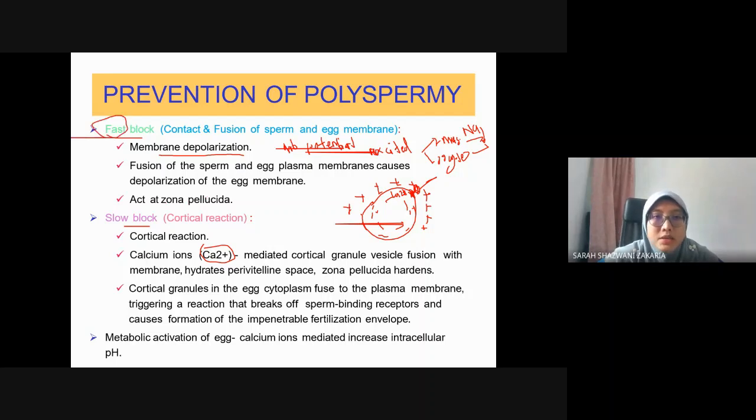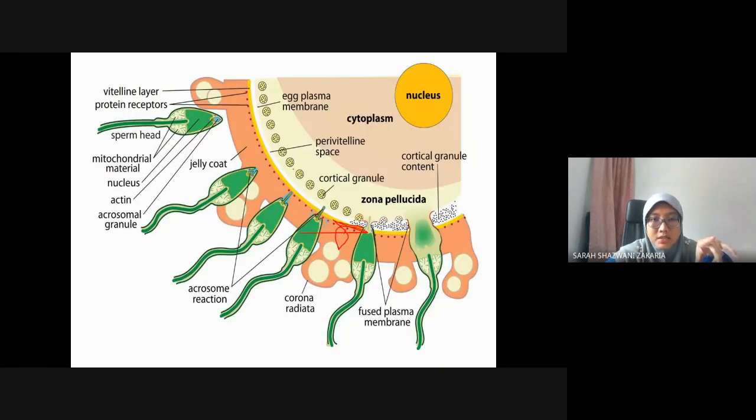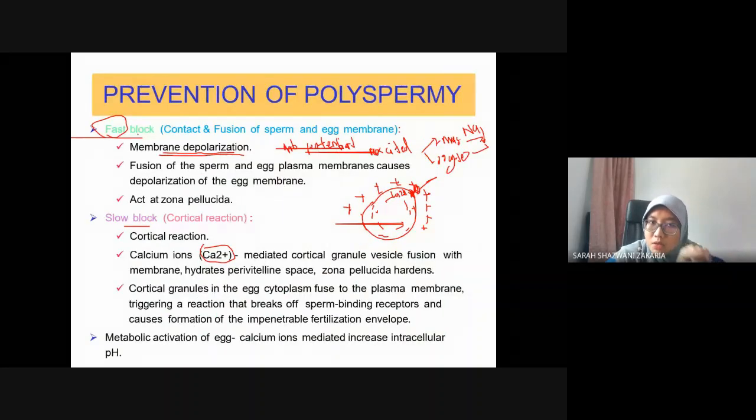Why do we call it fast? Because of the electrical charge changes, the negativity versus positivity. This is much faster in terms of the changes we can observe under a microscope. If we make a slow motion of these fertilization steps, we can see that this fast block occurs first and prevents other sperm from penetrating the same egg. So the fast block is the first one.